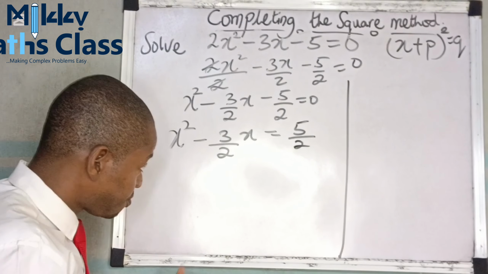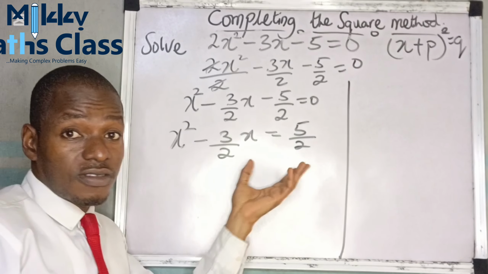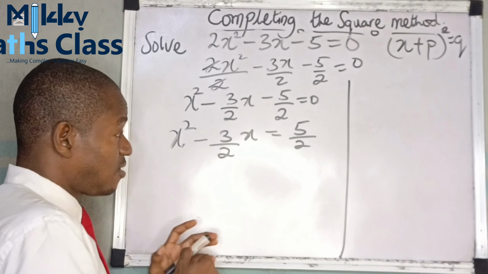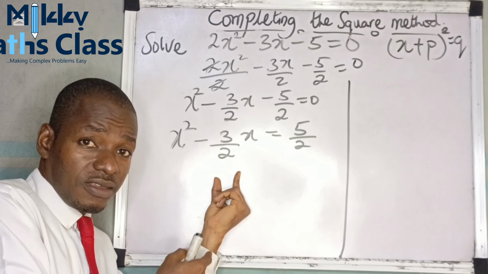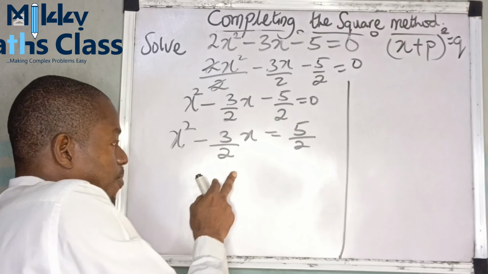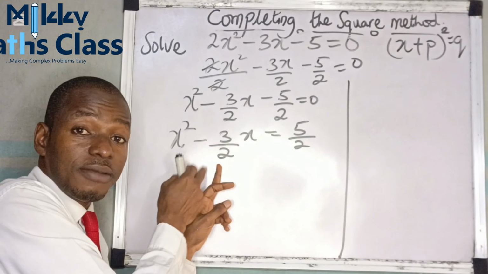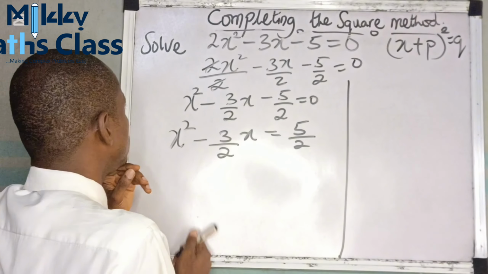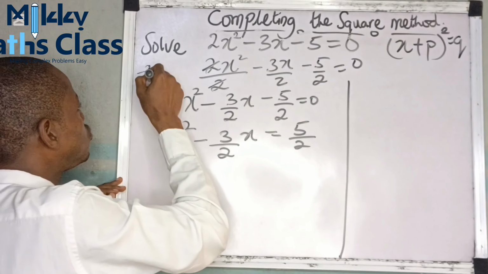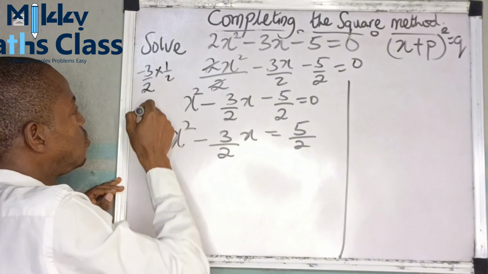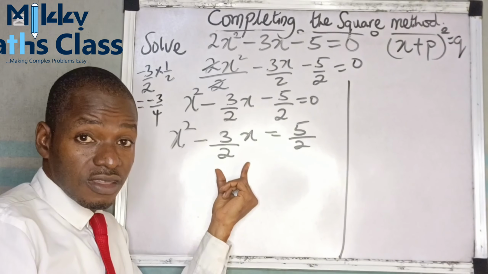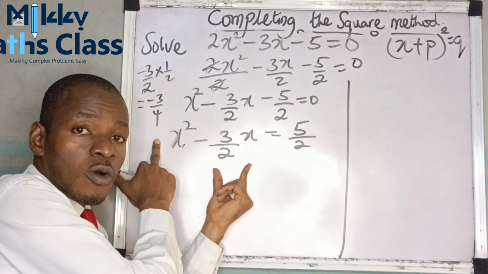Now what does completing the square method say? After taking the constant to the right hand side, half the coefficient of x. How do I half it? By multiplying by 1 over 2. Half the coefficient of x, this negative 3 over 2, times 1 over 2, will become negative 3 over 4. So half of the coefficient of x is negative 3 over 4.